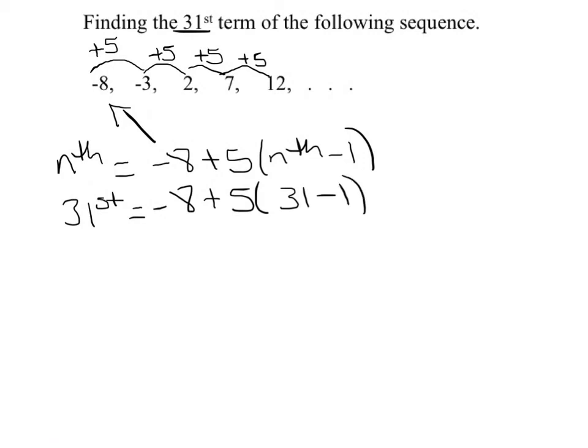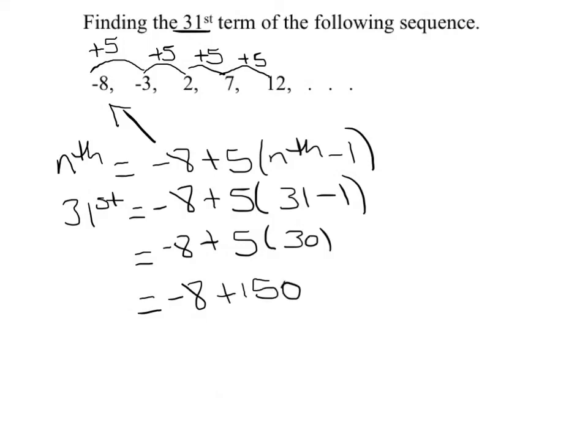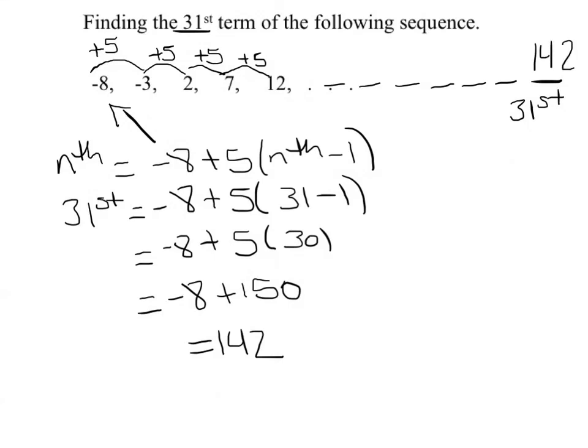I'm going to go ahead and simplify that. Negative 8 plus 5 times 31 minus 1 is 30. Work that out a little further. Negative 8 plus 5 times 30 is 150. And negative 8 plus 150 is going to equal 142. What this tells us is that by the time we plug it in and we get to our 31st term, our number is going to be 142 in our sequence.